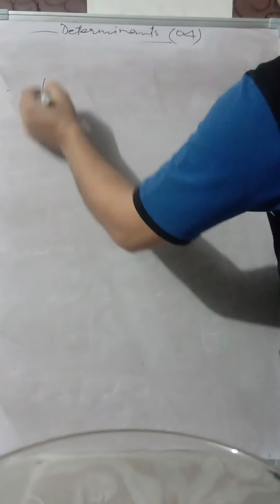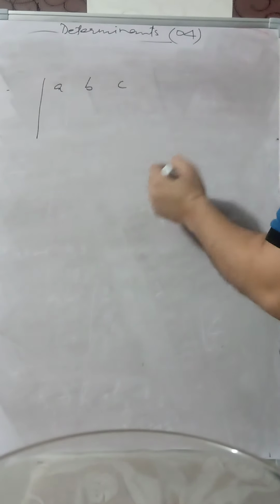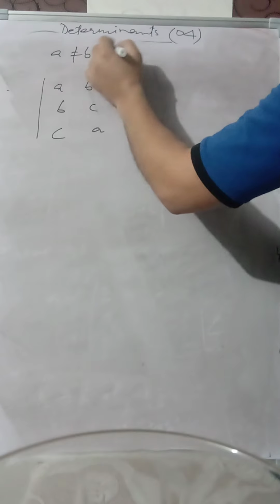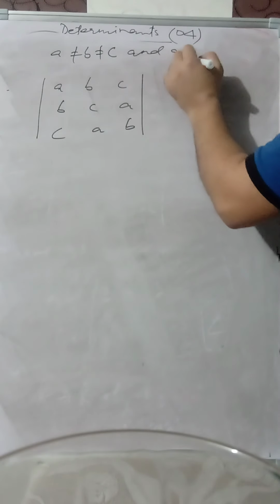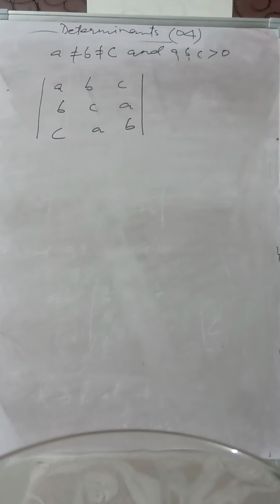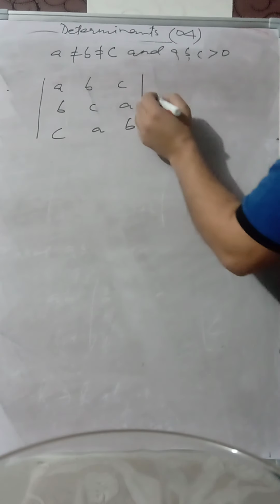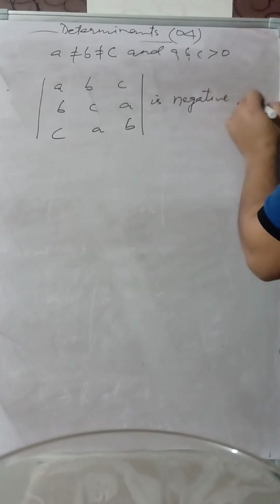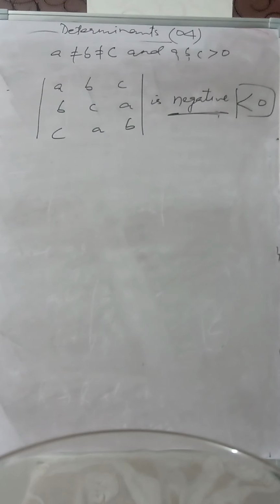Another interesting question. ठीक है. This question is actually more on the properties of algebraic expressions than on determinants. The question is A, B, C; B, C, A; C, A, B. The question says if A, B, C are positive and unequal, A is not equal to B, not equal to C, and A, B, C all are positive, right? Then show that this determinant is always negative. Means the value of this determinant is always less than 0.